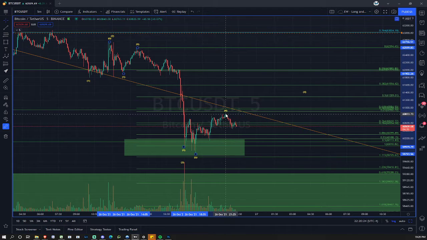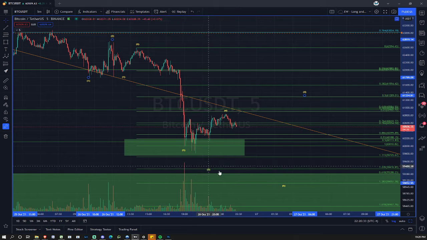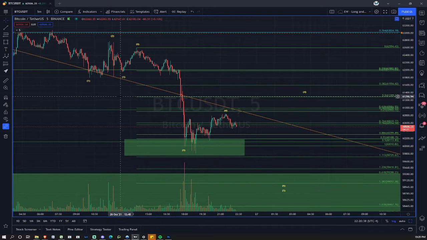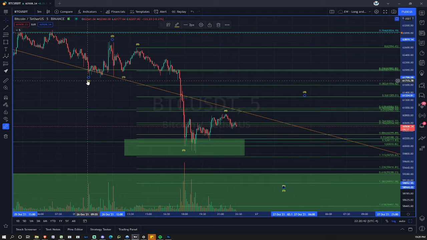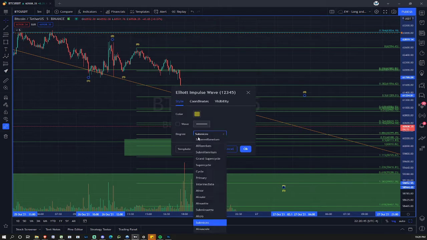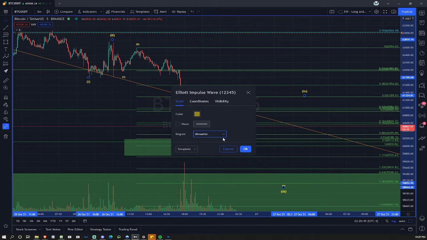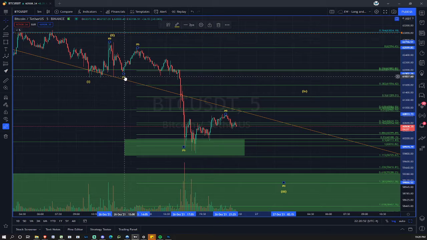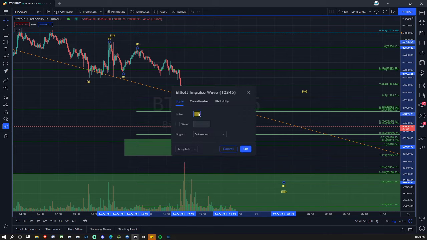Yeah, this could all be part of that 4 within 3, because this really should extend down to this 59 level just within this 3rd wave, I think. So let me do this to make it a little bit more clear. We're going to make this a little larger here, make that like minuet, and I'll make this micro a different color to make it a little easier to see.